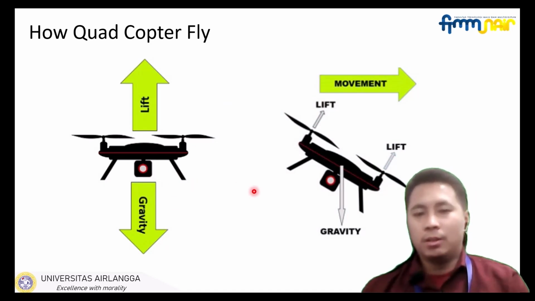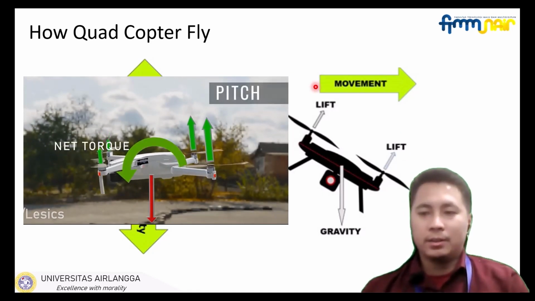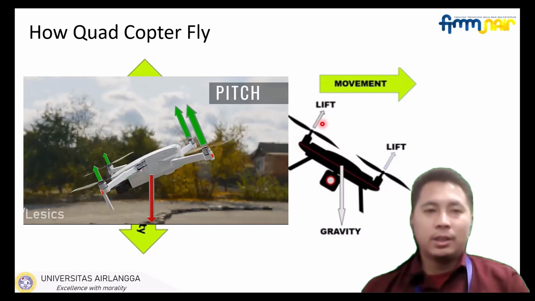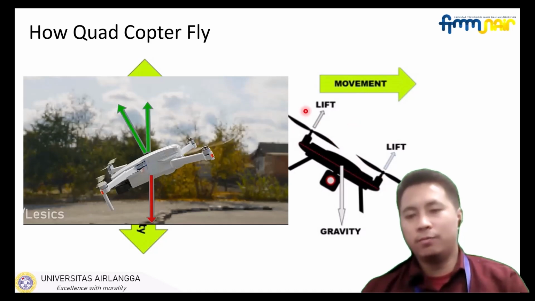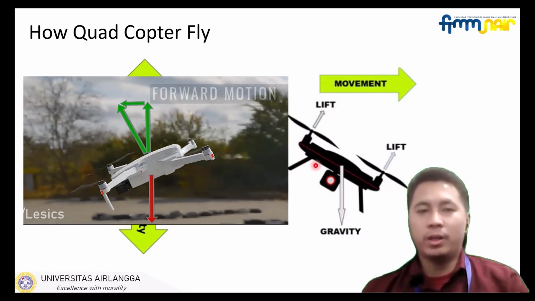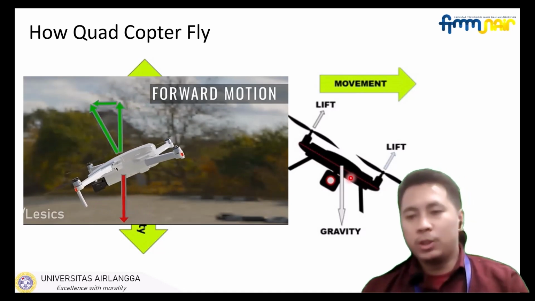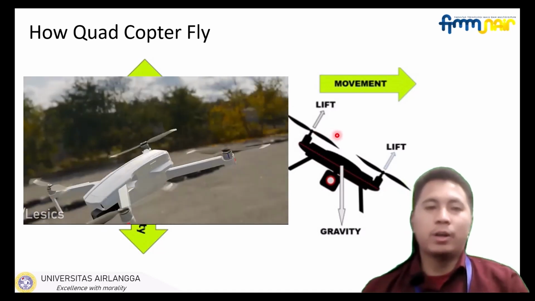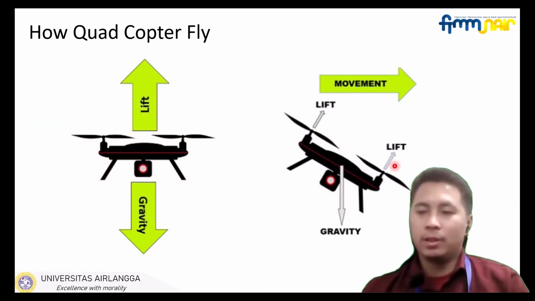And how does it move? Lateral movement occurs by varying the speed of the propellers: increasing the speed of the two propellers on one side, for example on the back, and decreasing the speed of the two propellers on the other side creates an uneven amount of lift on the two sides. The lift created on the side with the faster spinning propellers is greater than the lift created on the opposite side. The result is that the quadcopter moves in the direction of the side where less lift is created. So, for example, this is the less lift, so it will move to the right.